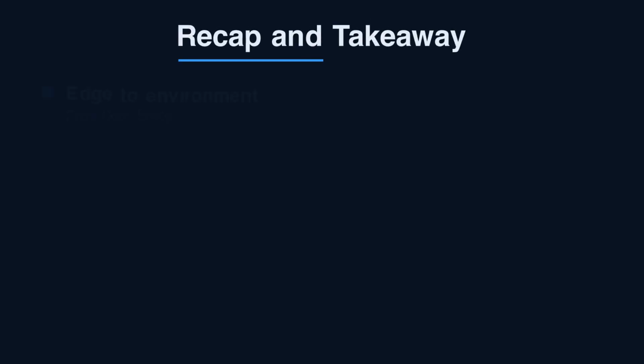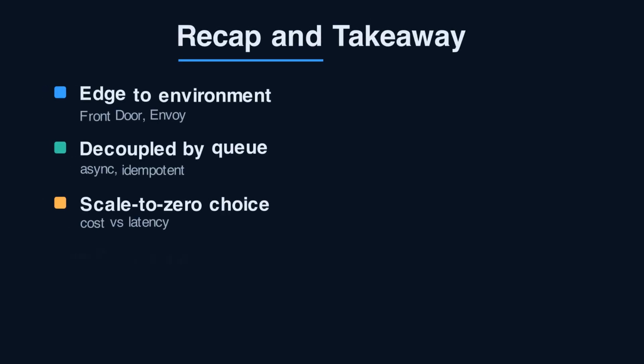To recap the anatomy: Front Door at the edge, a Container Apps environment as the boundary, an external API and a private worker decoupled by Service Bus, secrets in Key Vault behind a managed identity, and KEDA driving event-based autoscaling. The architect's central trade-off was scale to zero savings versus cold start latency, plus choosing managed simplicity over AKS control.